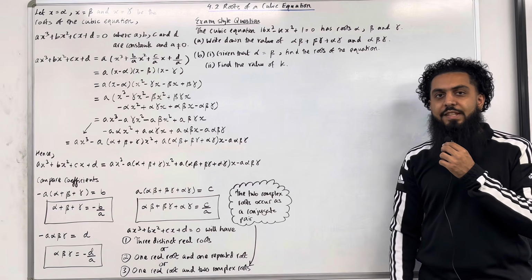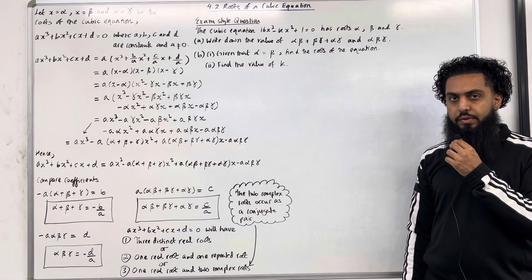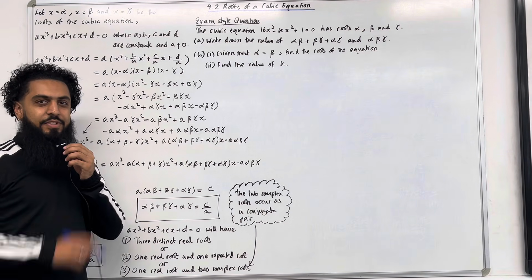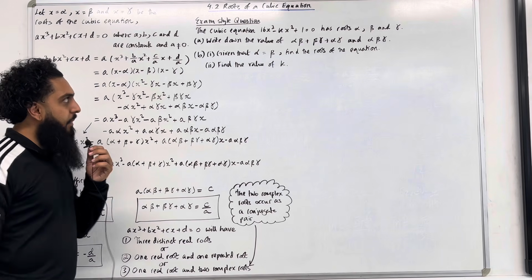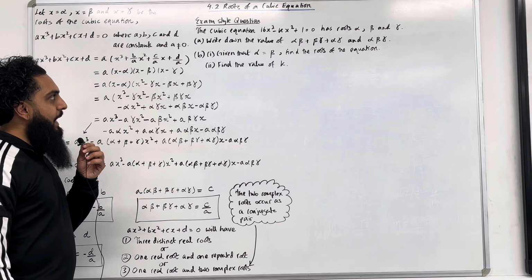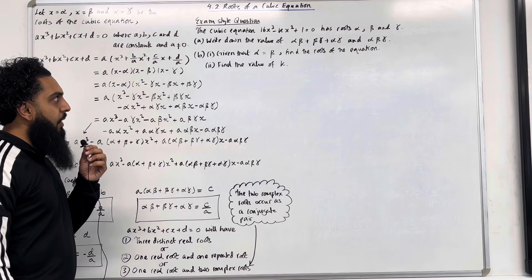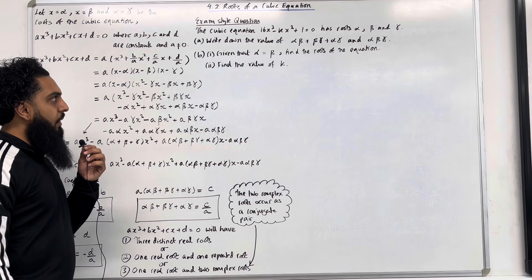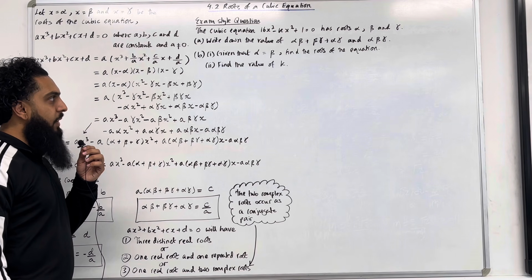I'll be implementing these key facts within exam style questions. Here is the first exam style question. The cubic equation 16x³ - kx² + 1 = 0 has roots alpha, beta, and gamma. Part A, write down the value of alpha beta + beta gamma + alpha gamma and alpha beta gamma.